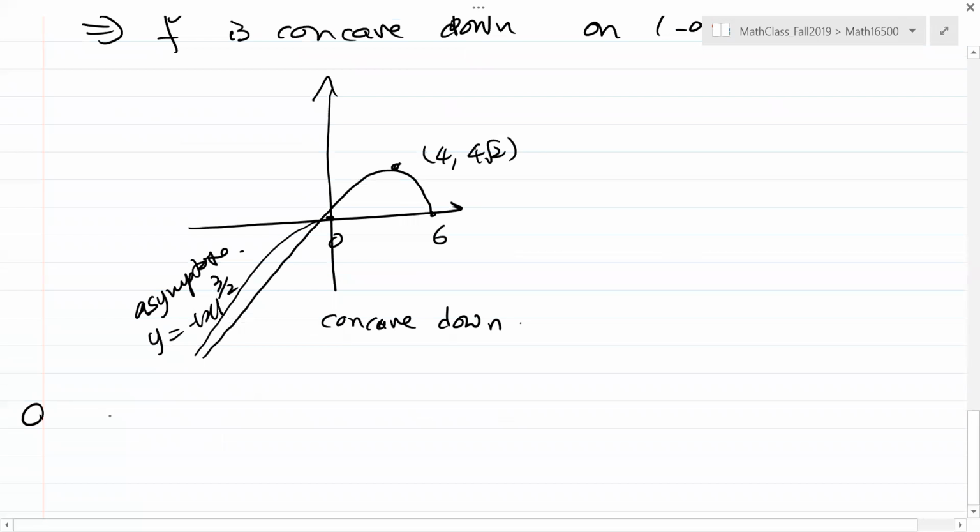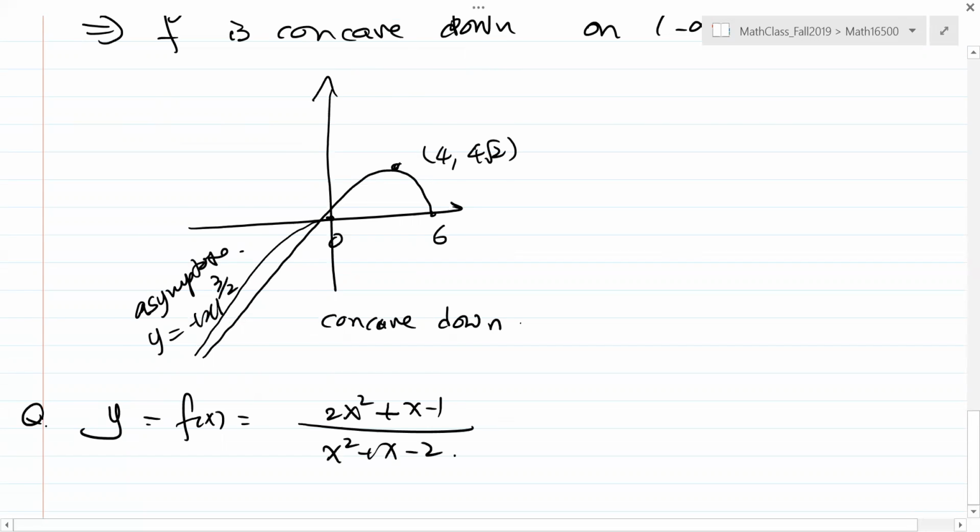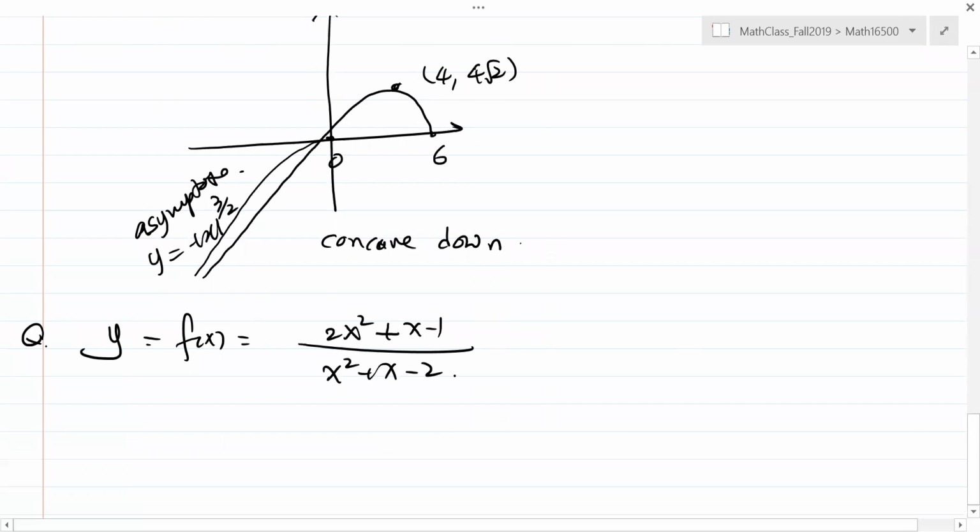Right, it's a new function. y equals f of x, equals 2x squared plus x minus 1 over x squared plus x minus 2. I want to sketch the graph. This is a rational function.